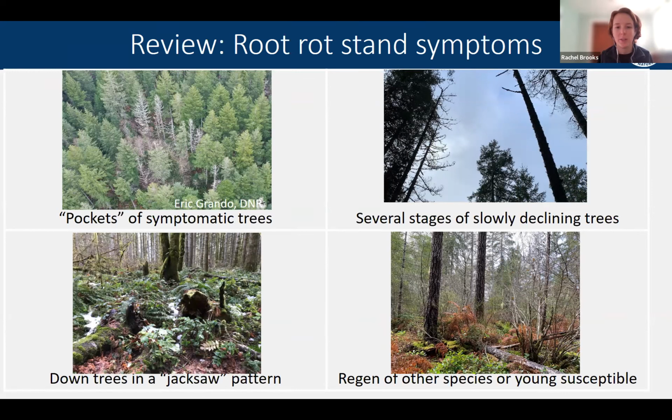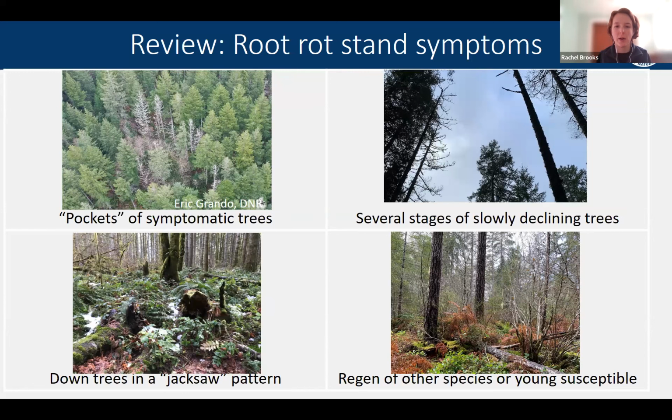You usually can tell this because there's trees that have been long dead, trees that are recently dead, and trees that are just declining and not dead yet. Additionally, we look for trees in a jackstraw pattern, meaning they're pointing in all different directions and not all in one direction, like what happens with a wind event. And then we often see regeneration of other species or young susceptible species in these canopy gaps created by these dead trees.